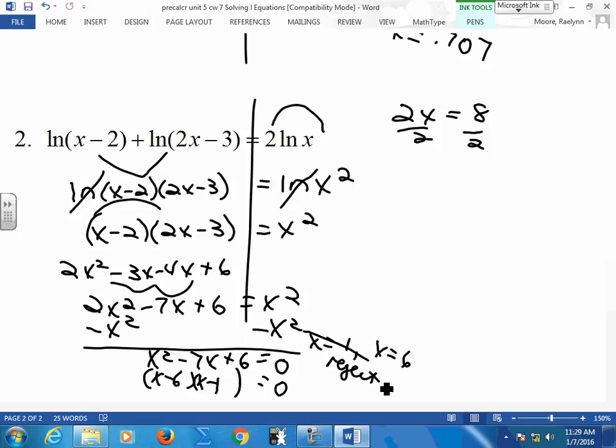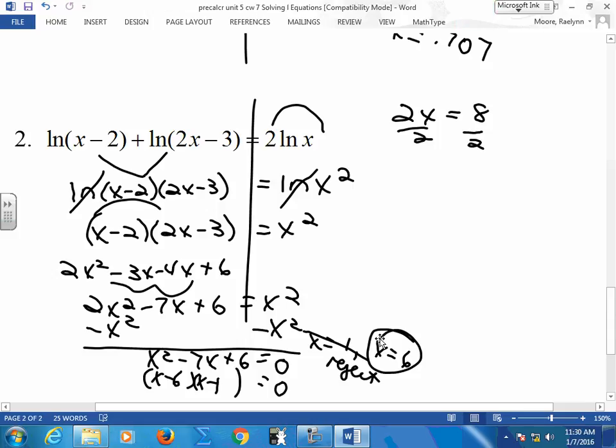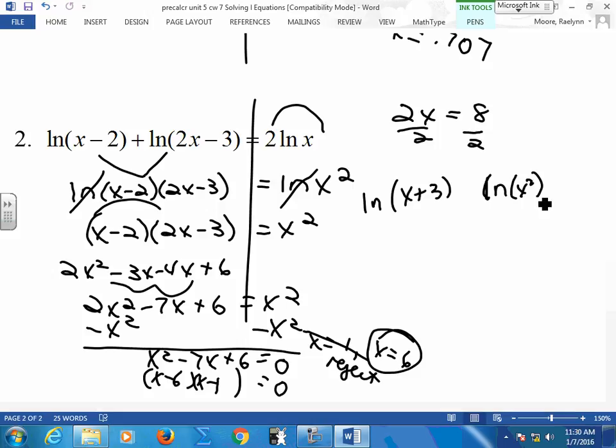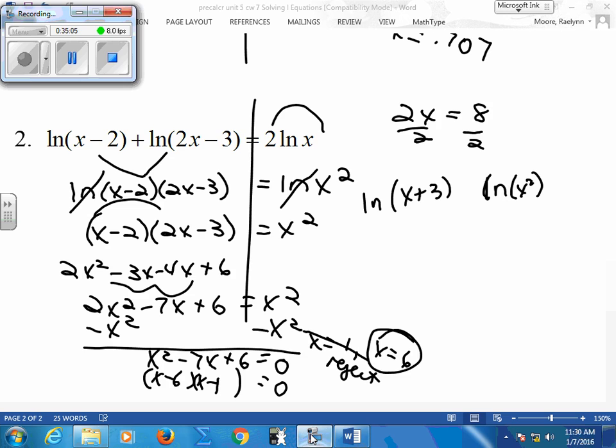But always make sure, and don't automatically discount it if it is a negative, because sometimes it could say this. ln x plus 3, and it could be another one, like ln x squared. So if your answer is negative, your negative could still work. So don't discount it if your value is negative. Try them. Be sure that you try both of them.